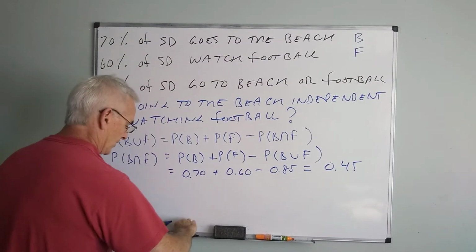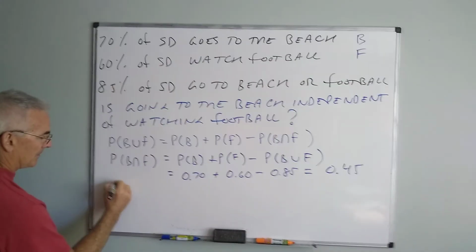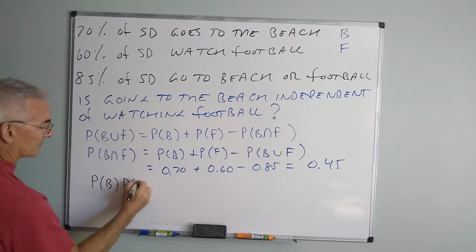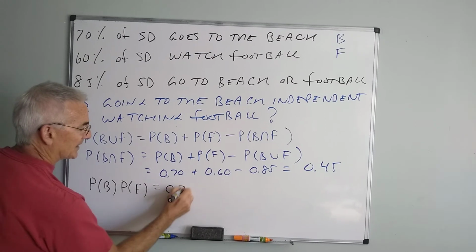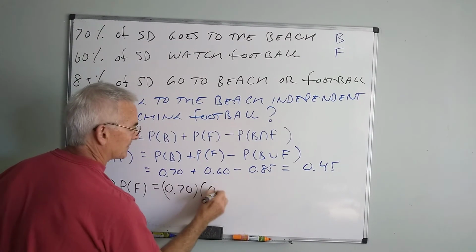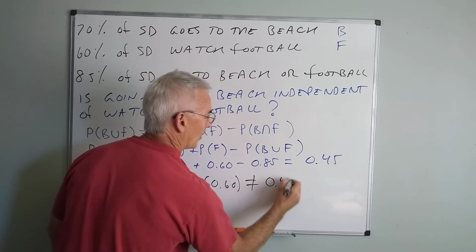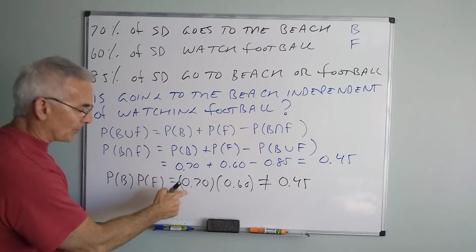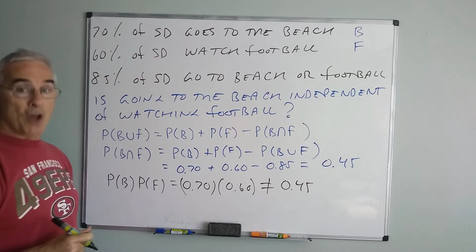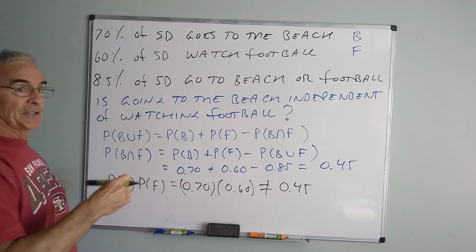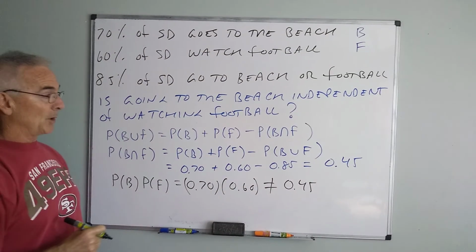But we showed earlier, to be independent, the probability of the intersection must equal the product of the probabilities, which in this case is 0.7 times 0.6, and that does not equal 0.45. So since these are not equal, we would say these events are not independent of each other, meaning they are dependent. Going to the beach does influence the probability of watching football or vice versa.